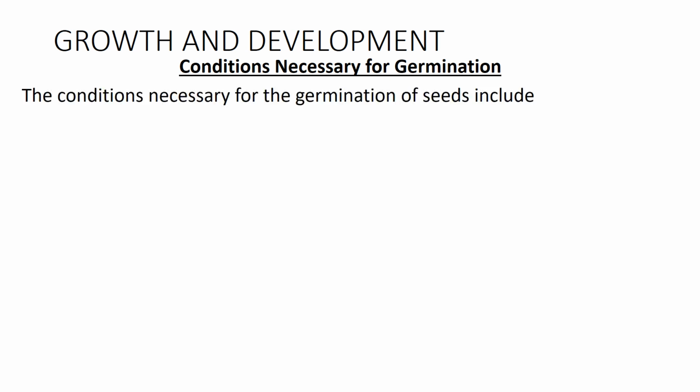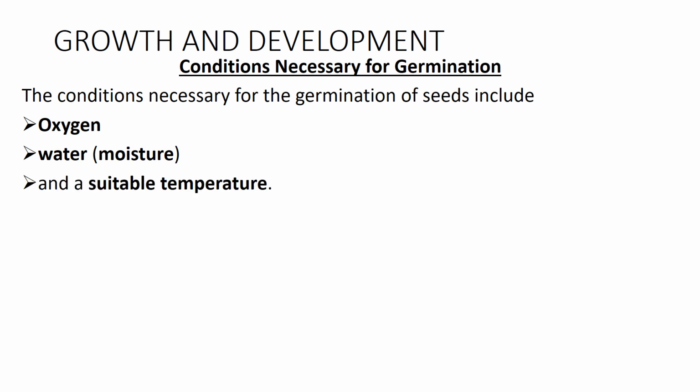So we're going to take a look at the conditions that are necessary for germination. What conditions are necessary for germination? So the conditions necessary for germination of seeds include oxygen, water or moisture, and temperature. And by temperature, it has to be a suitable temperature, not a high temperature, not a low temperature.